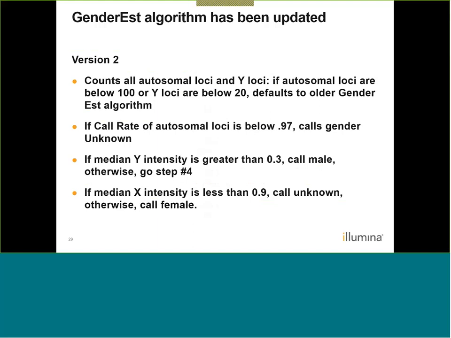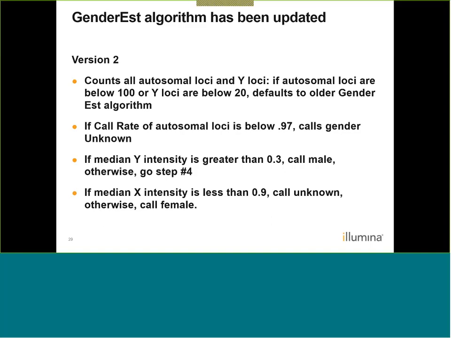So for version 2 of GenderEst, the algorithm counts all autosomal loci and Y loci. If the autosomal loci are below 100 or the Y loci are below 20, then it defaults to the older GenderEst algorithm. If the call rate of the autosomal loci is below 97%, then it calls the gender unknown. We want to have reliable data, and so if the call rates are low, then we cannot rely on the data, so it calls the gender as unknown.